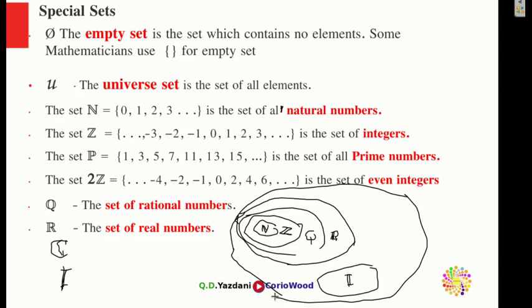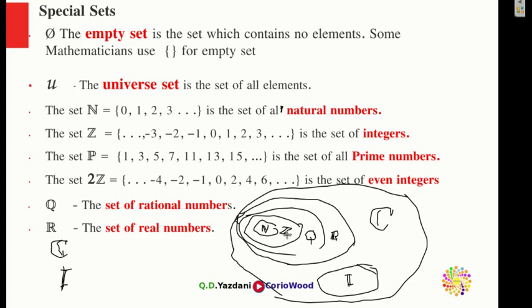Alright, so now if the imaginary number is sitting here, along with natural numbers, integers, rational numbers, and real numbers, then what is all of this? This is a complex number. Everything sits inside the complex numbers.